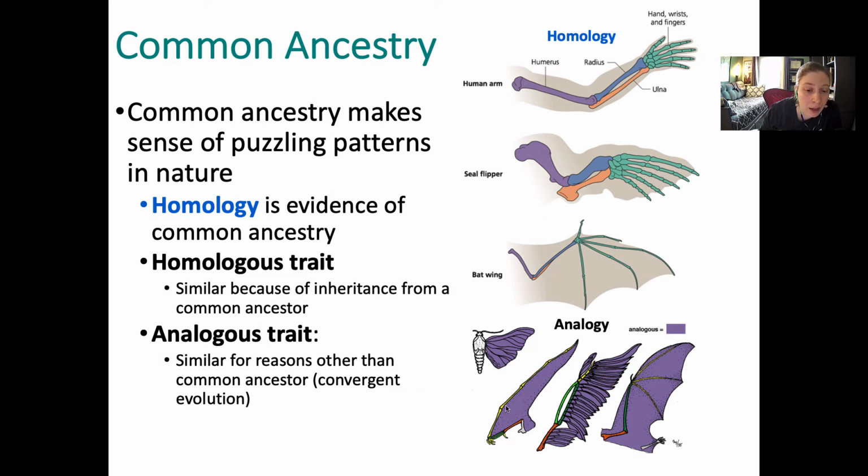And again, the bones in the vertebrates are homologous, but the actual wing structure is not. So in the pterosaurs, you have one long extended digit. In the birds, you have feathers that attach to the bones. And then in the bat, you have several extended digits with the membrane between them. And so, very different ways to fly, but they all evolved for the same purpose, right? To fly. So an analogous trait is similar for reasons other than common ancestry.